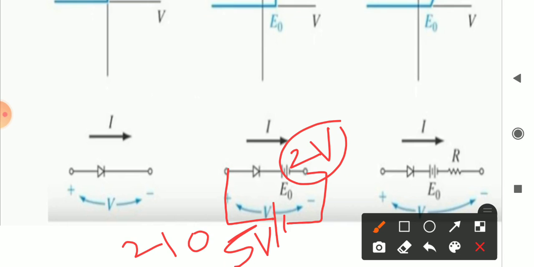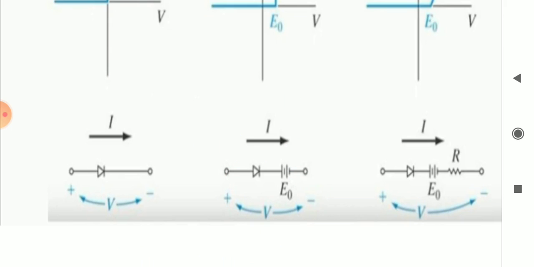As I increase the supply voltage from 0, 1 and 2, when I apply 0 voltage, the anode is at a lesser potential compared to the cathode voltage. If I increase up to 1 volt, here it is 1 volt and here it is 2 volt. Again the anode is at lower potential than the cathode, so it won't conduct, no current flows. Similarly, when it becomes 2 volt, it won't conduct, both are at the same potential. When it increases above this, for example 2.1, 2.2 and 3 volt, 3 volt is greater than the 2 volt, that is, the anode is at higher potential compared to the cathode voltage. At that time it will conduct.